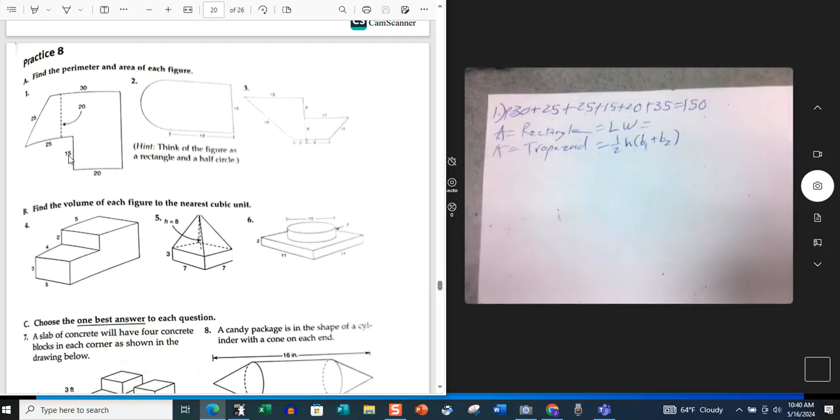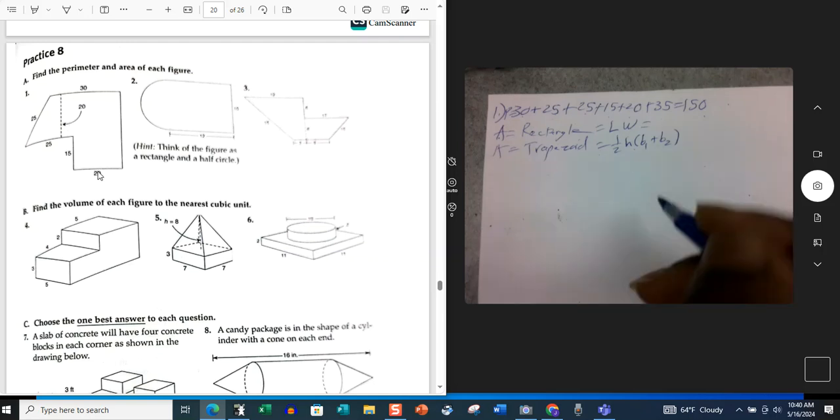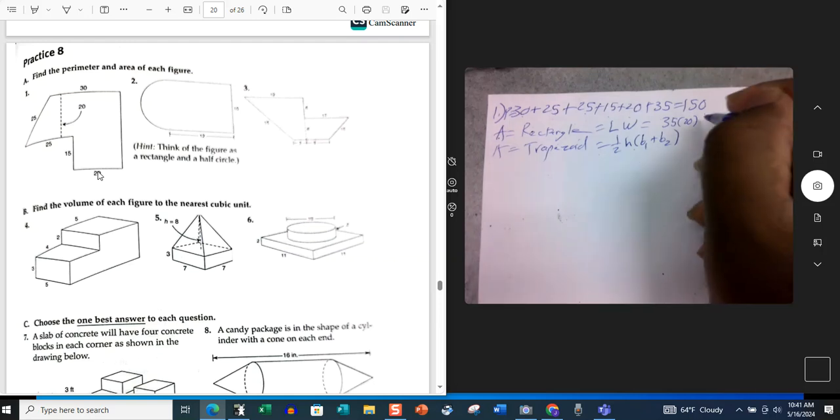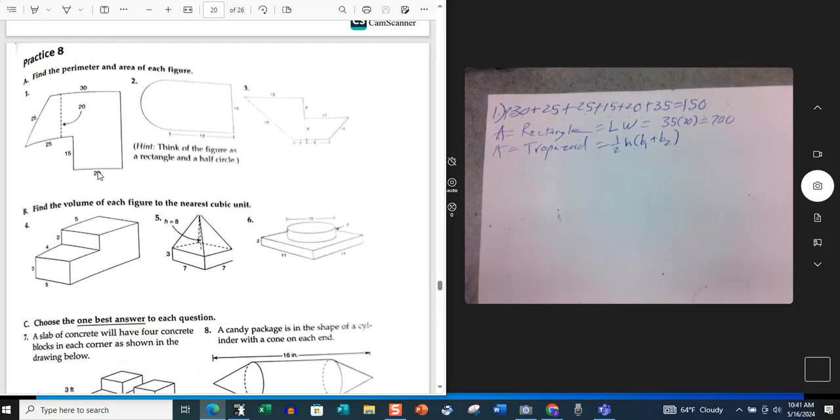Okay, so now the length times the width. If we take this figure here and we draw this line here, we know that this side is 35. So it'd be 35 times 20. 35 times 20 is 700. That would be the area of this rectangle.